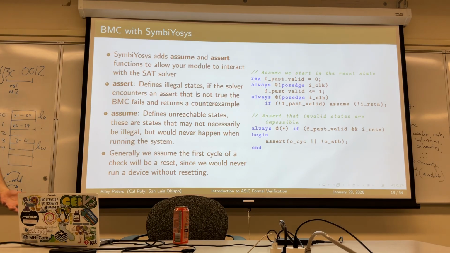Assume is the other side, where you assume states that should never happen and don't make any sense to test. So usually you're going to assume that the master or driver to your circuit behaves in some certain way.